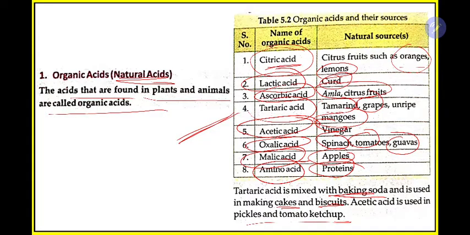So the pickle we eat at home or the tomato ketchup which we eat at home, in that acid is there. You probably heard the term that the people who prepare pickles at home, they use vinegar. So vinegar, from where we get, in vinegar what is present? Acetic acid is present in vinegar.